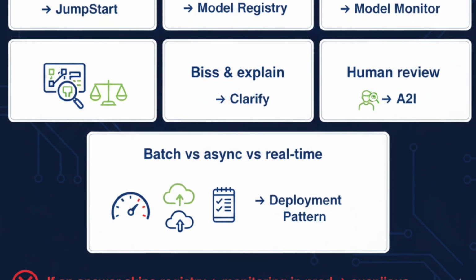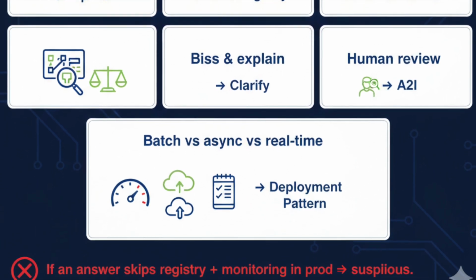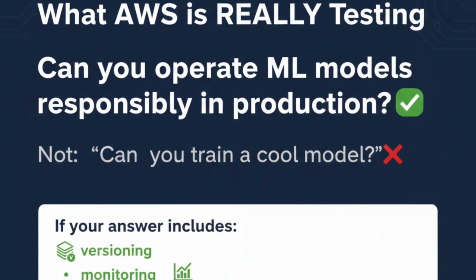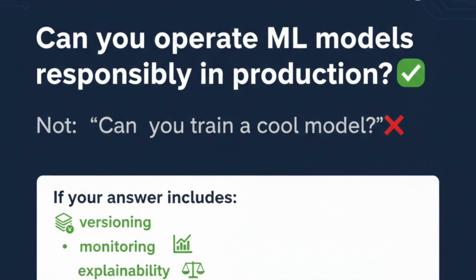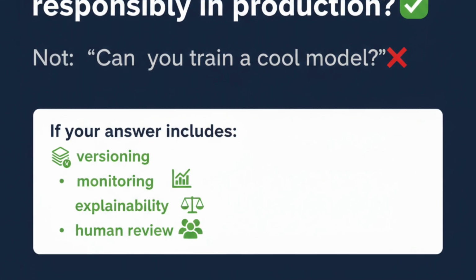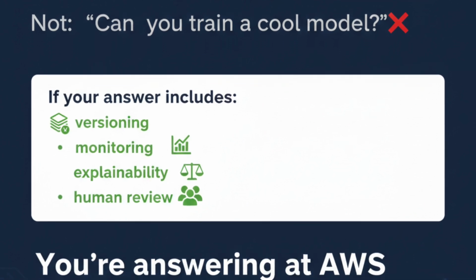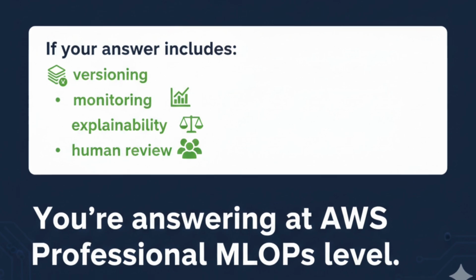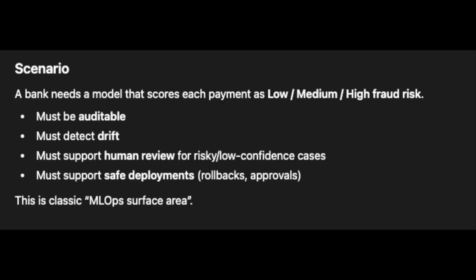If an answer skips registry plus monitoring in production, suspicious. What AWS is really testing, they're asking, can you operate ML models responsibly in production? Not, can you train a cool model? If your answer includes versioning, monitoring, explainability, human review, you're answering at AWS Professional MLOps level. Real-world end-to-end example.